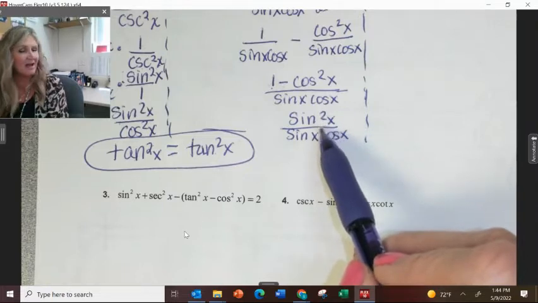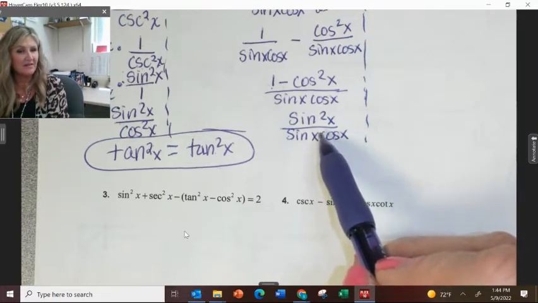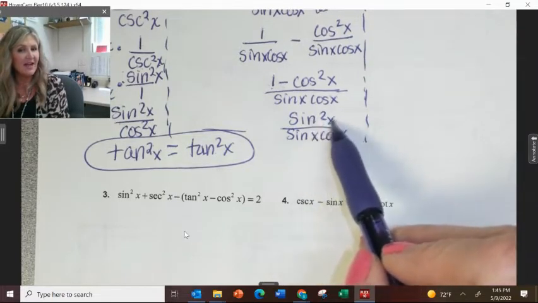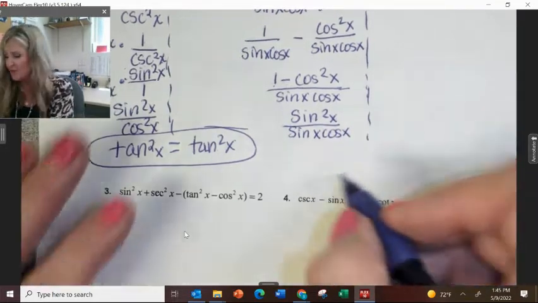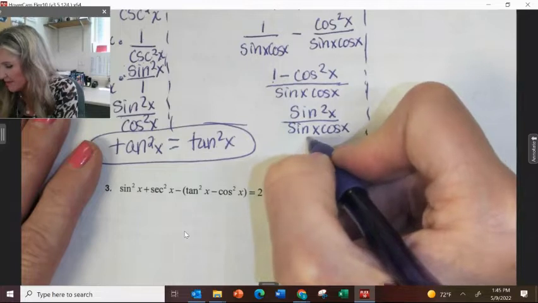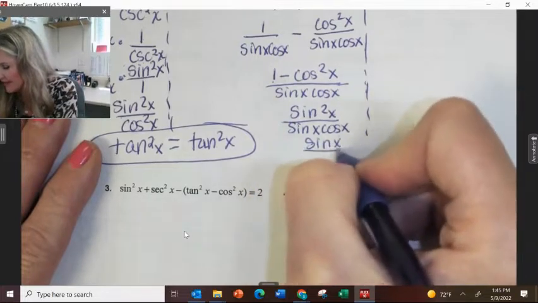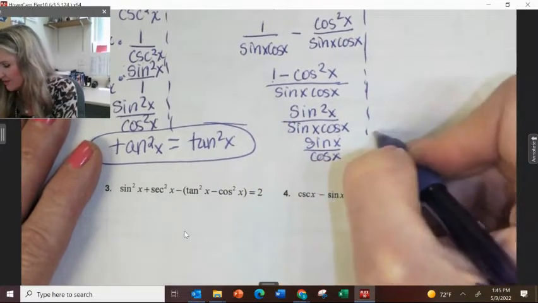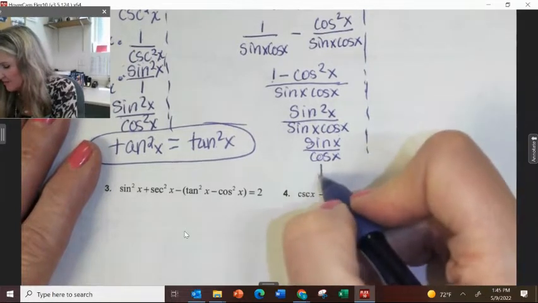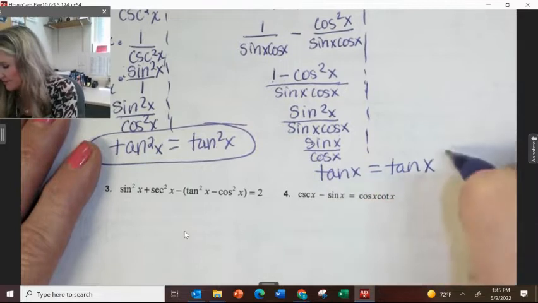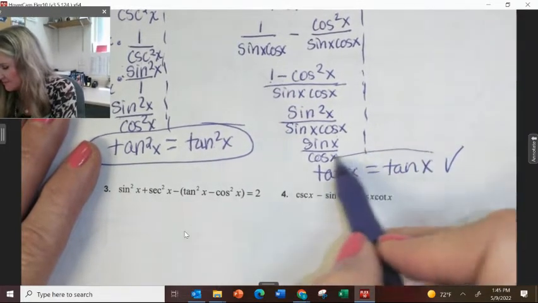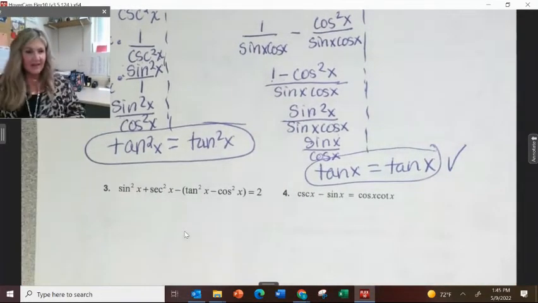What would cancel out? What would I be left with? If I have sine times sine on the top and sine times cosine on the bottom, what's that going to turn into? And why is that good that it turned into sine over cosine? That is tangent. And that is victory right there. We did it. Okay?